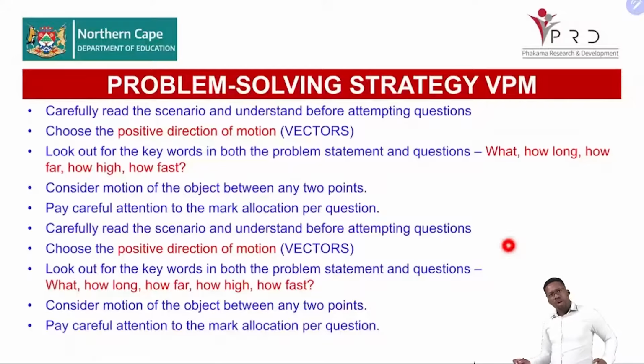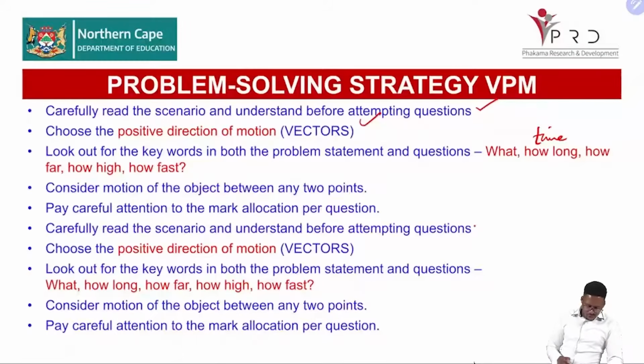Then from there, you'll have your data. Your data will influence the correct formula. After writing the correct formula, write the correct substitution. Because for you to get maximum marks, write the correct formula, write the correct substitution. So read the scenario and understand it. Choose your direction. And then you must look at these words sometimes. How long, we're looking at the time. How far, we're looking at the distance. How high, we're looking at change in y. How fast, we're looking at the time.